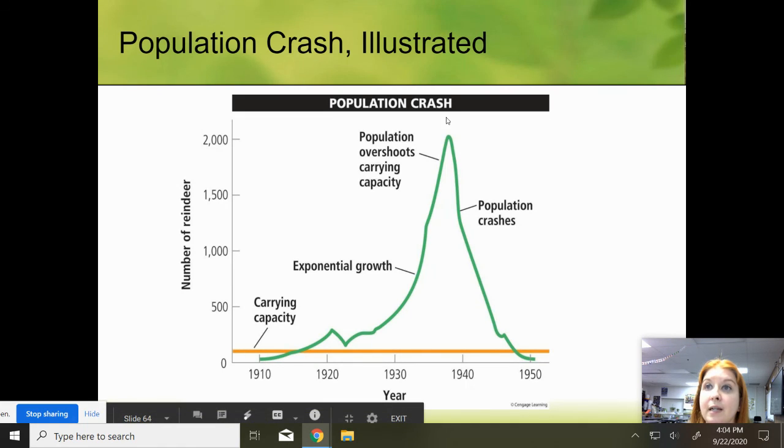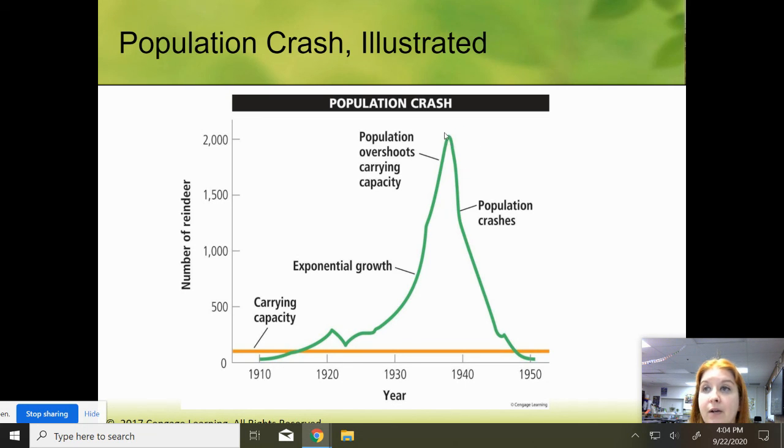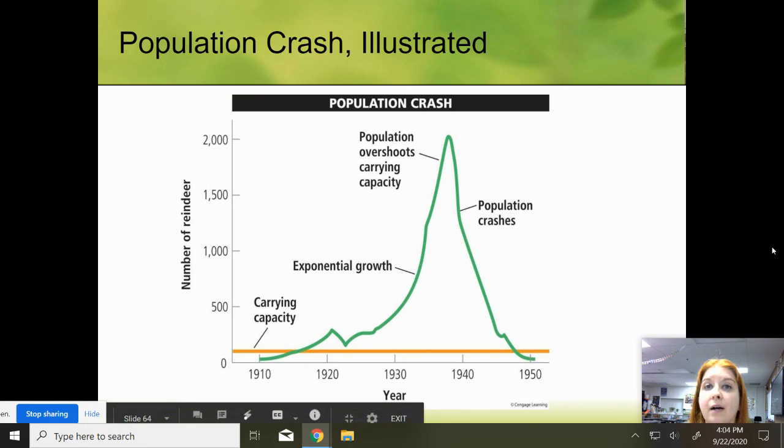So here is an example of population crash. This is the number of reindeer in this area. I don't know what happened here, but you have a massive growth of reindeer way, way, way above the carrying capacity. And then you have this huge crash of reindeer. So Santa definitely had a shortage of reindeer after that. In the 50s, massive reindeer shortage. Talk to your parents, they'll explain it to you.